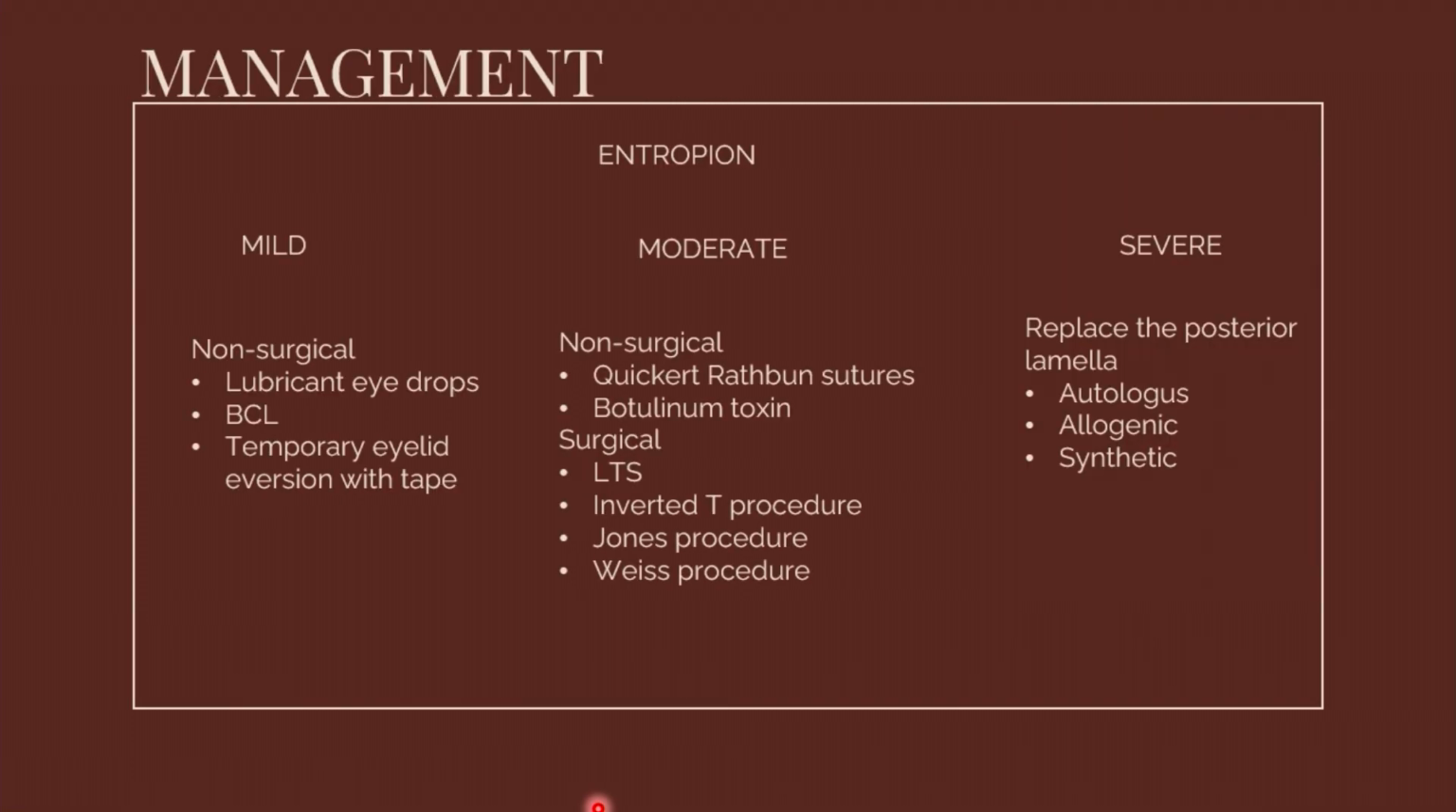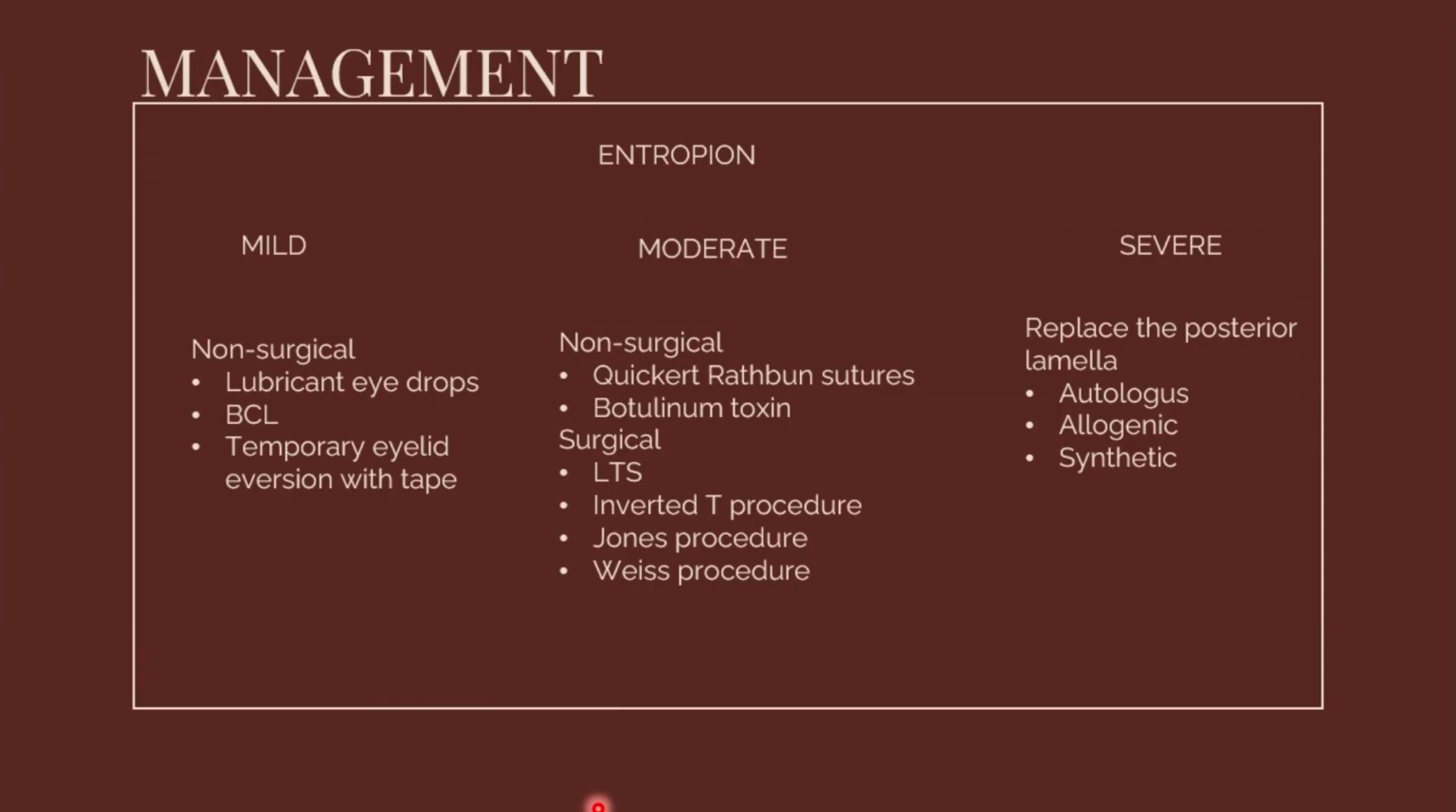Moving on to the management of entropion. Based on our grading, we can plan our management. So in mild asymptomatic cases, we usually do not need any management. Coming to mild symptomatic cases, we go for non-surgical management, where we give lubricating eye drops for symptomatic relief. We can put a bandage contact lens, and we can also, with the help of taping, cause temporary eyelid eversion.